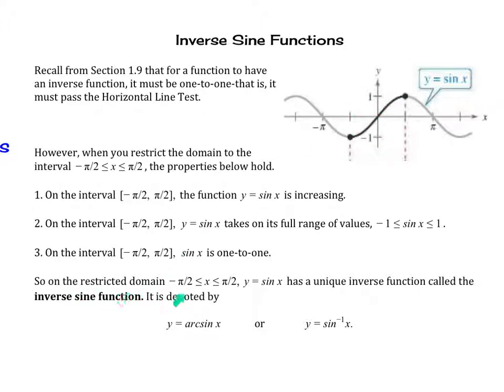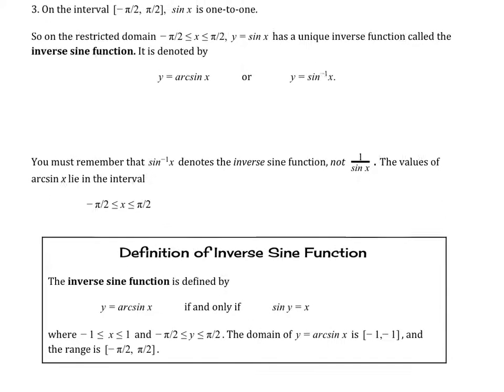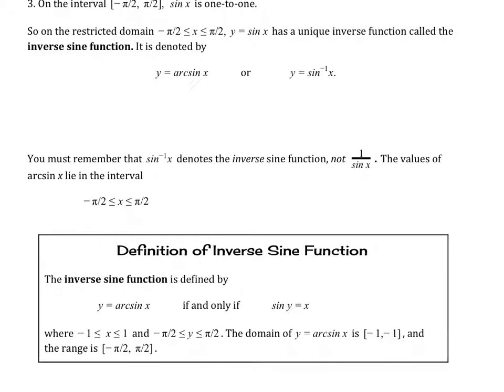So on the restricted domain, y equals sine x has a unique inverse function called the inverse sine function, and it's written these two ways: y equals arc sine of x, or y equals sine inverse of x. You must remember that sine inverse of x denotes the inverse sine function, and it's not 1 over sine of x. The values of arc sine of x lie in the interval negative pi over 2 to pi over 2. So it's really important to remember that as we're evaluating.